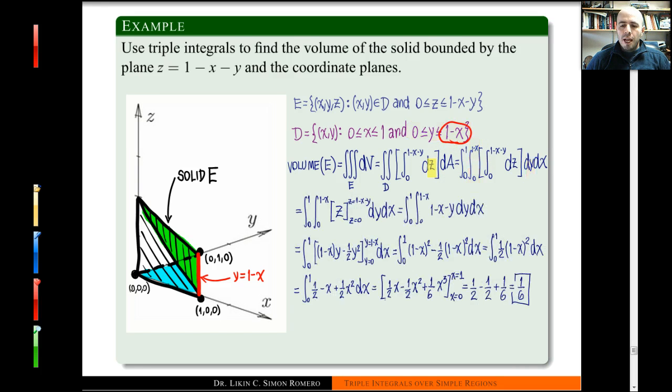So the thing that we have is, when you take the evaluation of all these integrals, integrate first with respect to z, the function 1 gives you z, and then you plug in, then you integrate with respect to y, and then you end up here integrating with respect to x, and it gives you 1/6 as the answer.